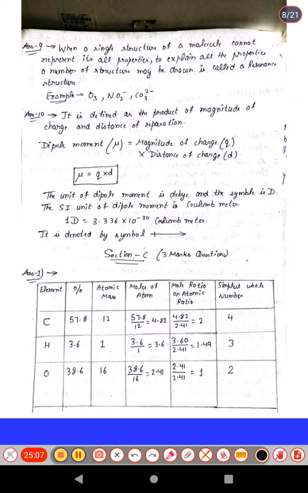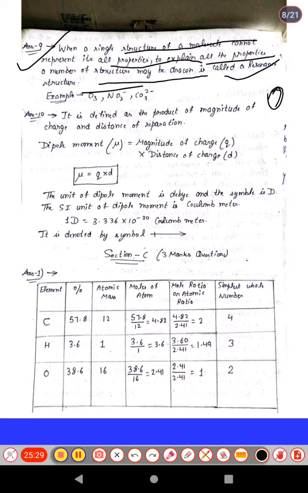नेक्स्ट क्वेश्चन है रेजोनेंस, डिफाइन रेजोनेंस। Resonance की होंदी है when a single structure of a molecule cannot represent all the properties, to explain all the properties a number of structures may be drawn, that is called resonance or resonating structures। ਜਦੋਂ ਕਿਸੇ ਵੀ ਮੋਲੀਕਿਊਲ ਦੀ ਇੱਕ ਸਟਰਕਚਰ ਨਾਲ ਉਹਦੀ ਪ੍ਰੋਪਰਟੀਜ਼ ਨੂੰ ਡਿਫਾਈਨ ਨਹੀਂ ਕਰ ਪਾਉਂਦੇ, ਫਿਰ ਇੱਕ ਤੋਂ ਵੱਧ ਸਟਰਕਚਰ ਡਰਾ ਕਰਦੇ ਹਾਂ, that is called resonance. एग्जाम्पल की है ओजोन O3 है, नाइट्रेट आयन है NO3 नेगेटिव, एंड कार्बोनेट आयन है CO3 2 नेगेटिव आयन। This is carbonate.